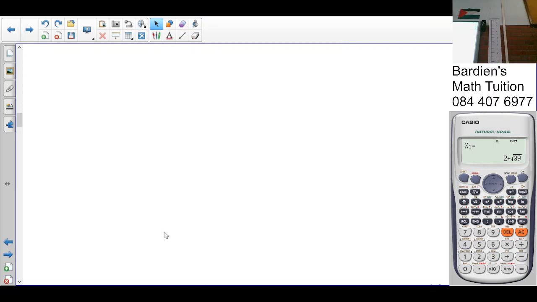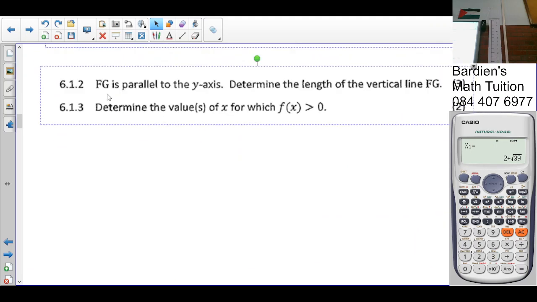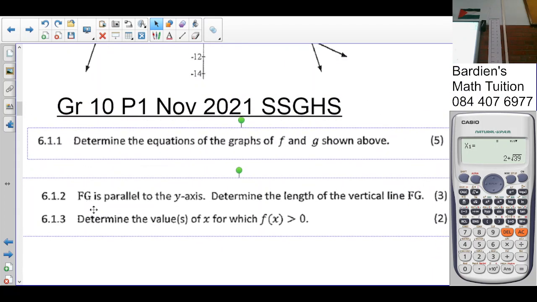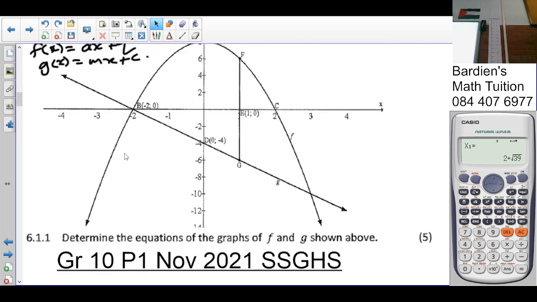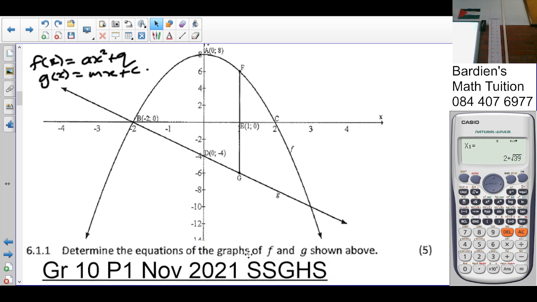Let's look at the first question. The first question says, determine the equation of the graphs of f and g shown above. Just remember in this description box there will be a link to the question paper. Determine the equation of the graph of f and g as shown above.